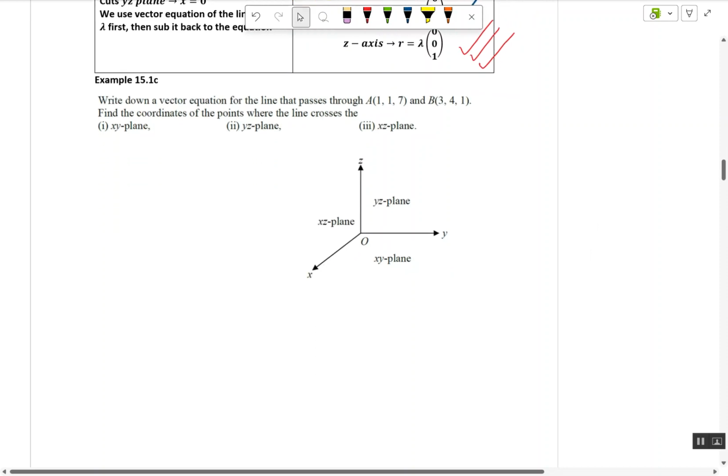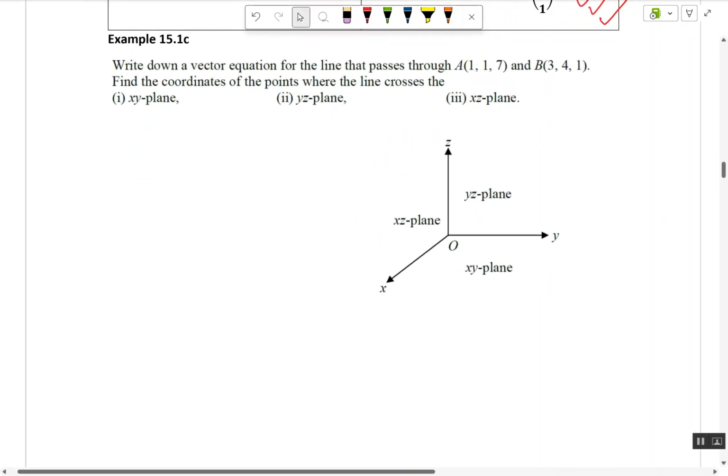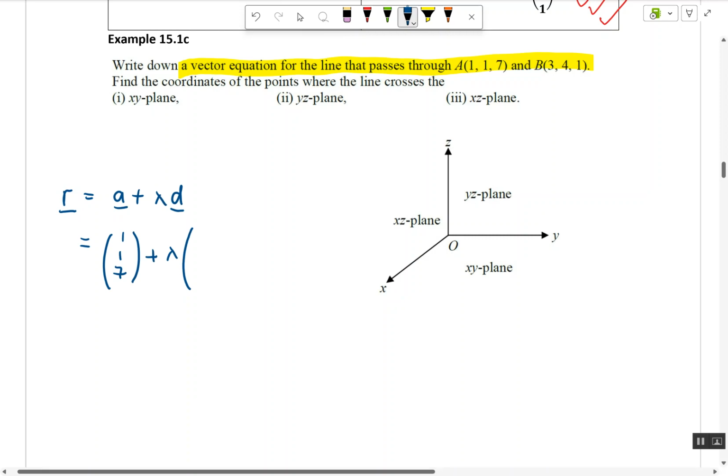Now, write down a vector equation for this line that passes through here. Remember, r equals a plus lambda times the direction. The a is a point, you can use (1, 1, 7) or (3, 4, 1), it doesn't matter. Then for the direction, just take the difference between the 2 points: 3 minus 1, 4 minus 1, and 1 minus 7. You are going to get r equals (1, 1, 7) plus lambda (2, 3, -6).